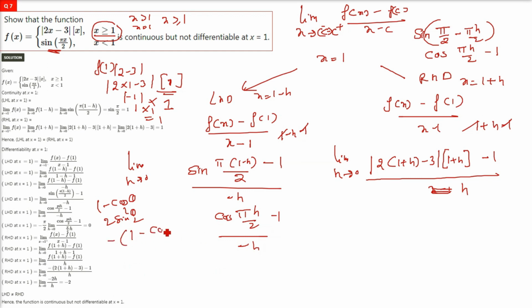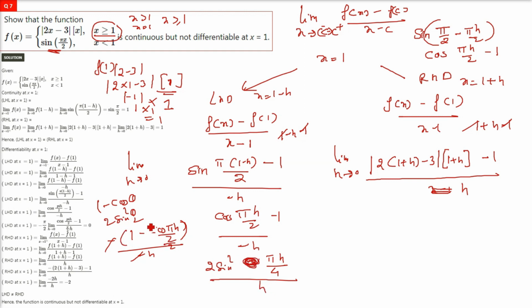It will be negative (1 minus cos(pi h by 2)). In the denominator you have a negative h. Negative negative gets cancelled. So 1 minus cos(pi h by 2) is 2 sin square(pi h by 4). Just cancel this 2. Pi h by 4 divided by, so you need pi square h square by 4 square in the denominator.